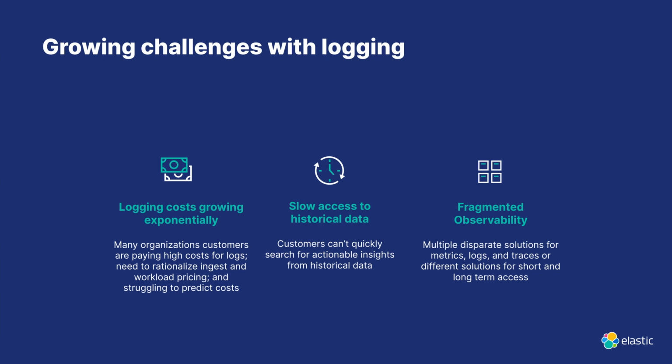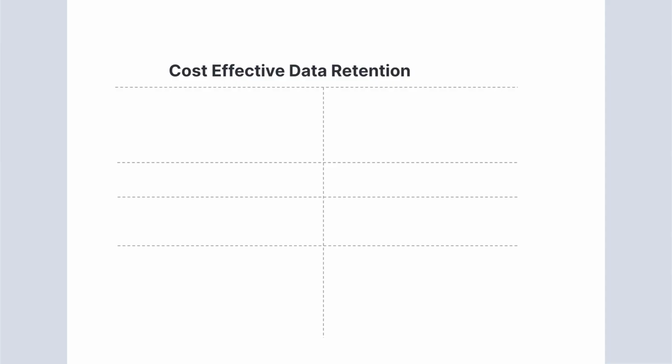Some of you might even have fragmented observability solutions, either for the different types of observability when it comes to metric data, log data, and tracing data, or you might have different systems for short and long-term access. Maybe you have the most recent data in Elastic, but then use a completely separate system for searching your older data that's, let's say, more than a month old. Today, I want to show you how Elastic can handle all of this. Let's look at some of these things in more detail.